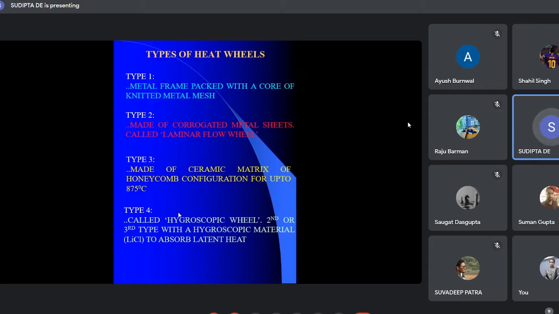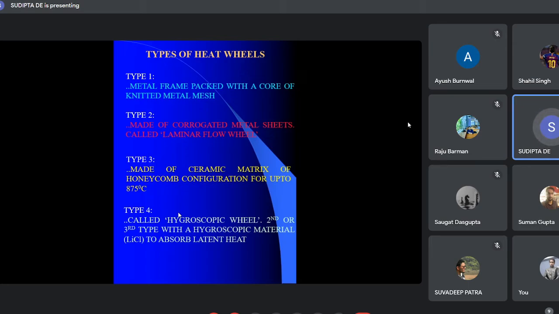Obviously, the performance of this type 4 is the best because a significant amount of heat transfer can be achieved by even utilizing the latent heat of water vapor in the flue gas. But from your common sense, you can get an idea. This needs a regular maintenance of recoating because these hygroscopic materials cannot last long with the cycles of heating and reheating, and rather the impurities also get absorbed into those.